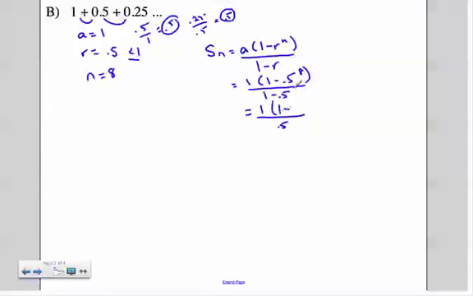But this is going to become 1 minus 0.5 to the exponent 8, which is 0.0039065. I probably wouldn't write that in my calculator. I would probably just kind of type this in from here. So then I'm going to do 1 minus that number divided by 0.5 to get 1.9921875.